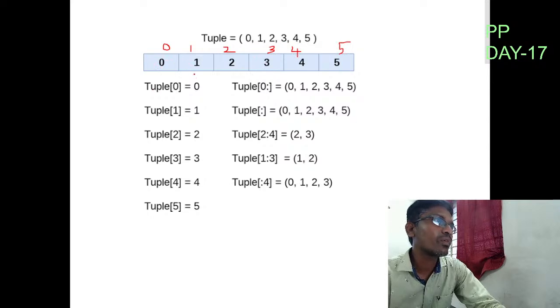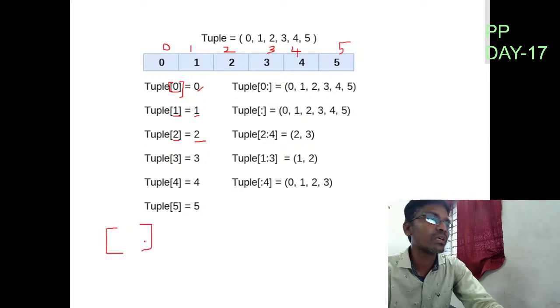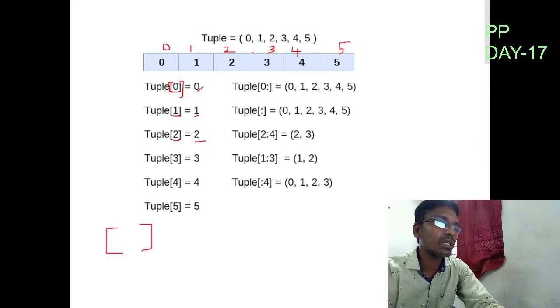Now if you want to access a single value in a tuple, you have to use square brackets. Square brackets followed by index number 0 will access the 0 value, index number 1 you can access the first value, and similarly index number 2 you can access the second value. So by using square brackets you can access an individual value in a given tuple or in a given list.